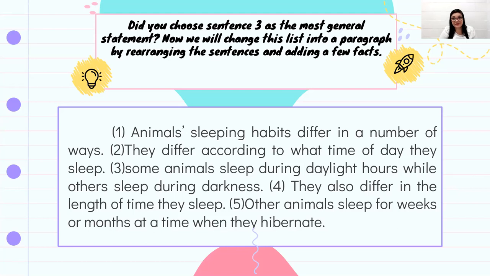Now you will change this list into a paragraph by rearranging the sentences and adding a few facts. For example, if we use that one as a topic sentence, we will have: animal sleeping habits differ in a number of ways. They differ according to what time of day they sleep. Some animals sleep during daylight hours, while others sleep during darkness. They also differ in the length of time they sleep. Other animals sleep for weeks or months at a time when they hibernate.